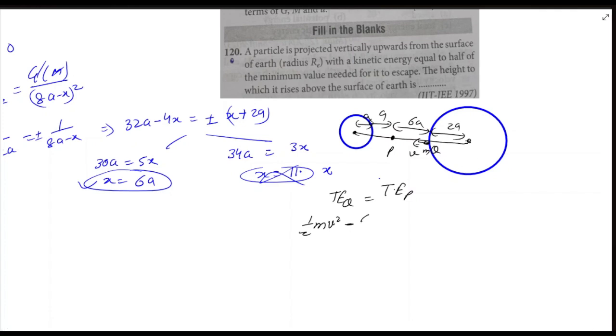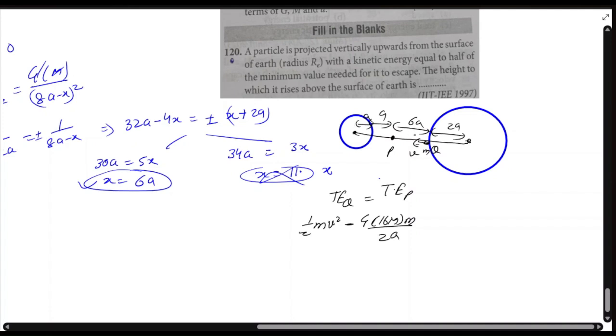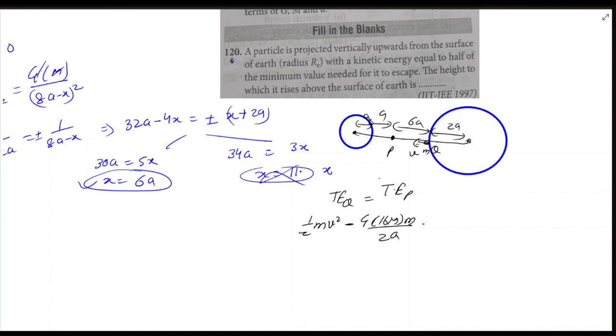It will be minus G into 16M small m upon 2a, and due to the big sphere, this is 6, 7 and 8, so it will be minus G M small m upon 8. At P the kinetic energy should be 0 because we just need to make it reach point P. After that it will automatically go to the smaller sphere.